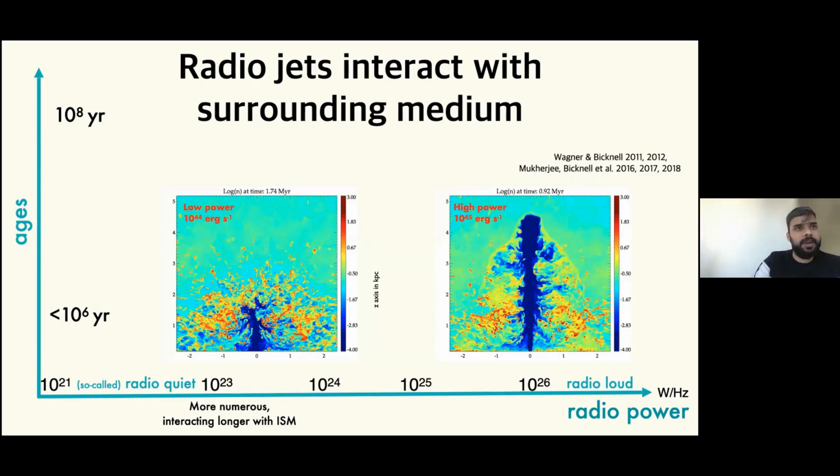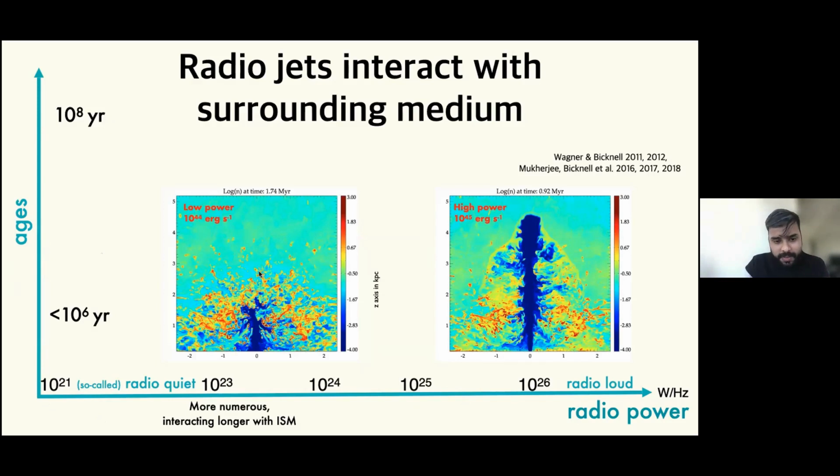Not only do radio AGN come in different shapes and sizes, they also have different powers. And the power decides how collimated and how strong the jet flow is. So in terms of jet power here, you can see two simulations. On the x-axis, we have the radio power. The one on the left is a low radio power jet. The one on the right is a higher radio power jet. On the y-axis, we have the ages, which I now realize is not very relevant for this simulation at the moment. But anyway, I'm going to show the one on the left first.